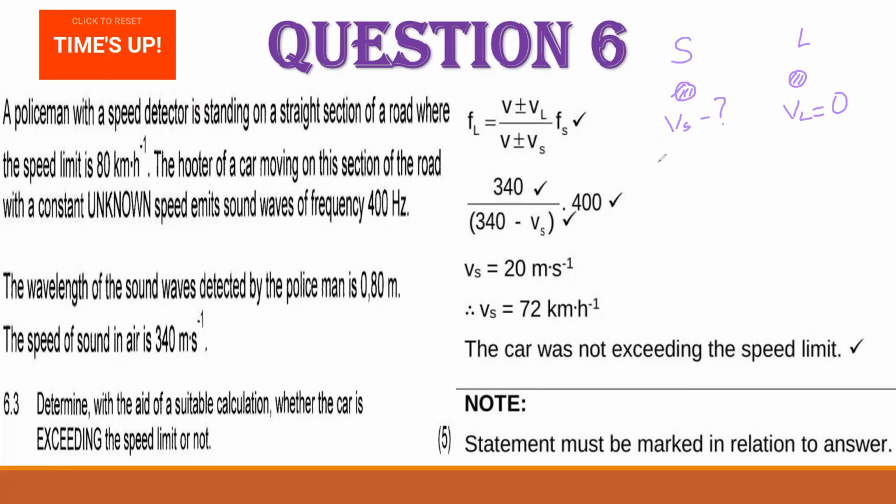And what else do we know? Fs is equal to 400 Hz. FL, we calculated in question 6.2, FL is equal to 425 Hz. And what else do I know? The speed of sound is equal to 340 meters per second. This is our formula for the Doppler effect.